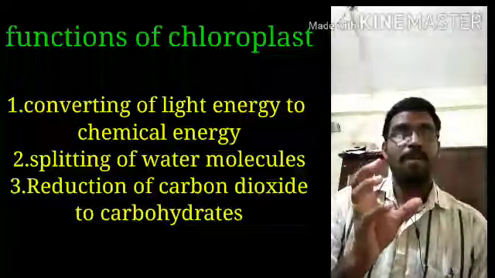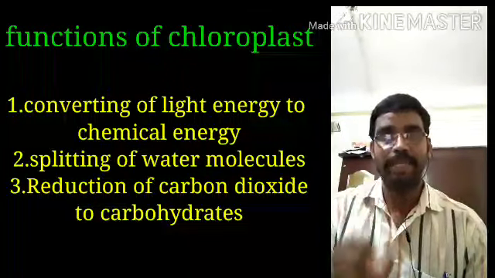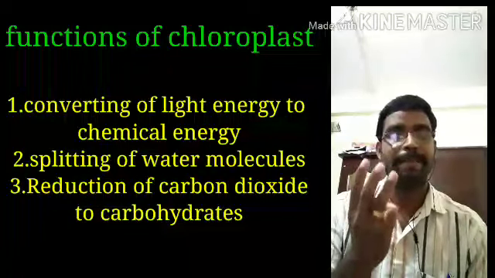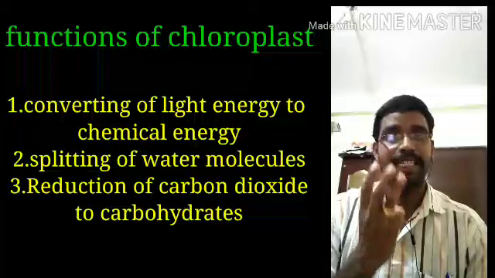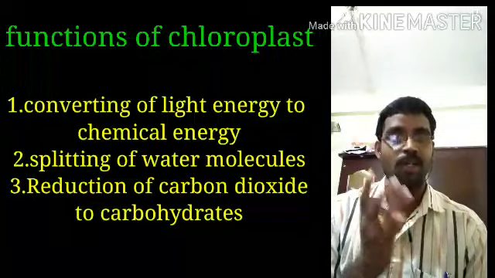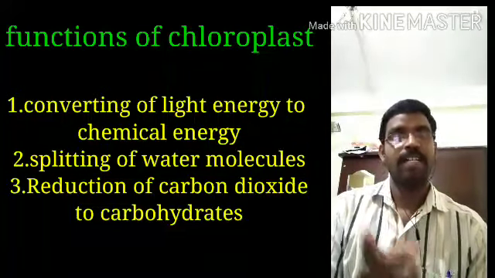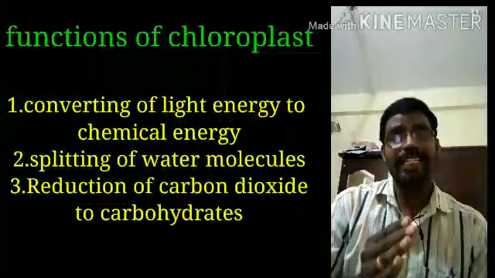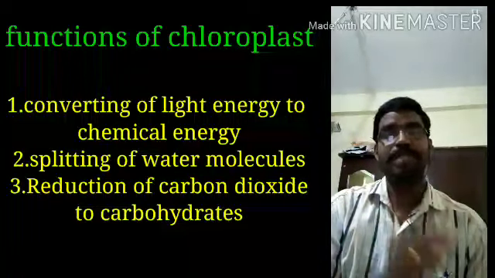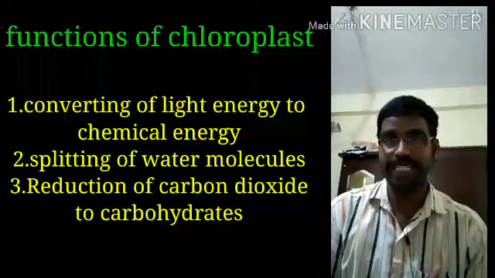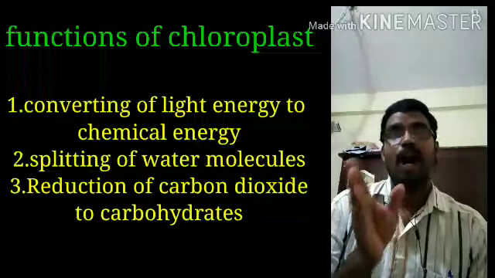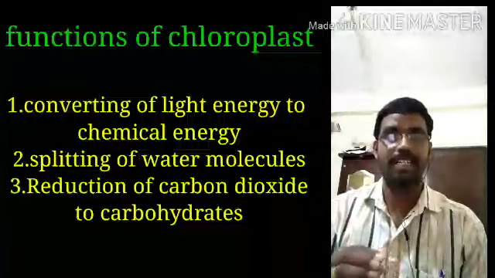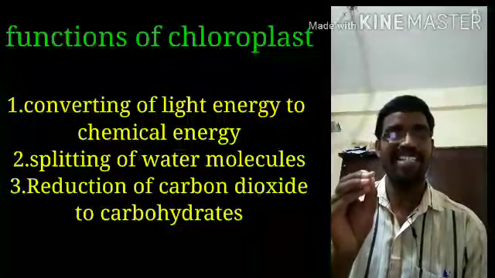So the chloroplast contains a number of photosynthetic pigments, important for capturing sunlight. And there are three important functions for the chloroplast: converting light energy into chemical energy, splitting of water molecules, and third, reduction of carbon dioxide into carbohydrates. This is about chloroplast structure.